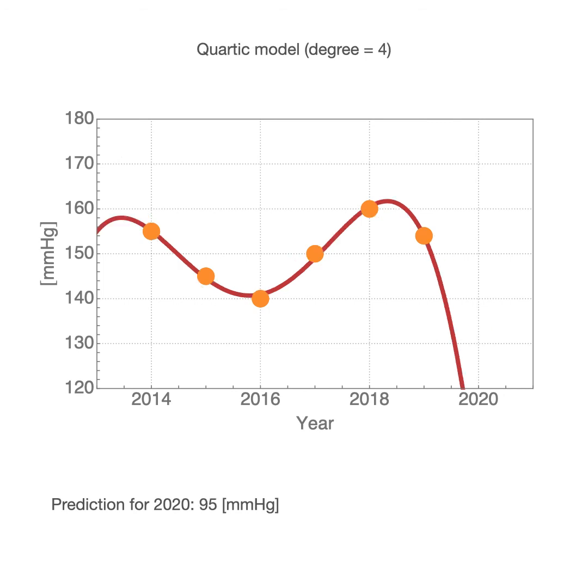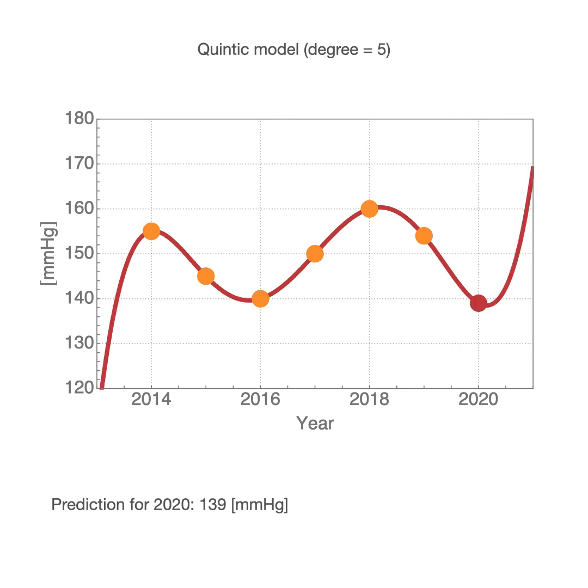A fourth-degree polynomial, this is really a good fit, but the extrapolation is really very bad. It's beyond the scale of the figure. And here is a fifth-degree polynomial, and that's a very good fit. And the prediction is actually not too bad.